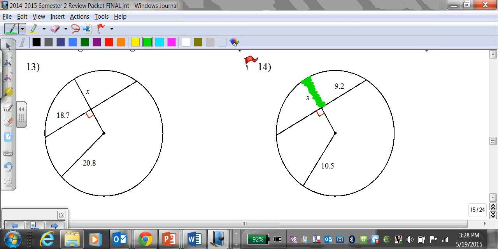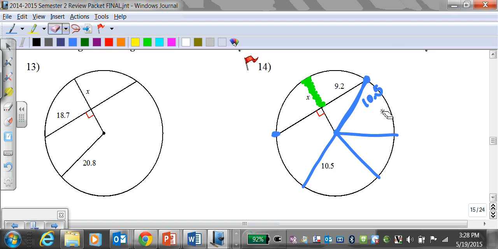Now let's see. When you don't know what to do, the thing you always want to look for is a triangle. And if you don't have a triangle, your job is to make one. And what you need to remember in circles is all radii are equal. So that 10.5, I can swing it around right here. Or actually, I'm going to swing it on right there. And that's all now 10.5.